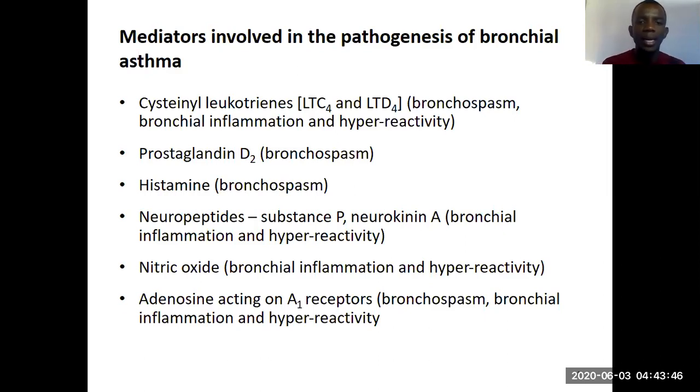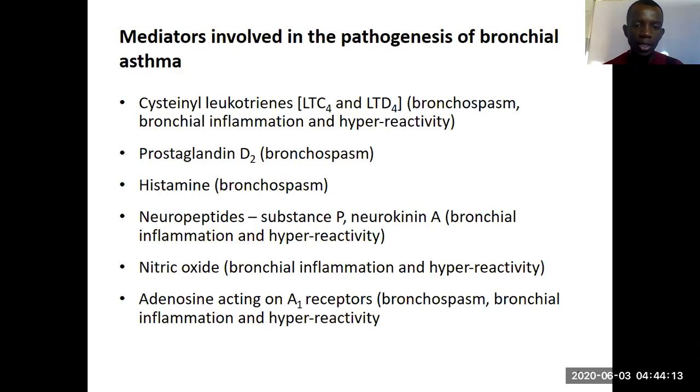Then we have the prostaglandin D2. This one is also responsible for bronchospasms. Histamine is also responsible for bronchospasms. Then we have the neuropeptides, the substance P, neurokinin A. These ones are responsible for bronchial inflammation and hyperreactivity. Then we have nitric oxide. Nitric oxide is responsible for causing bronchoinflammation and hyperreactivity as well.